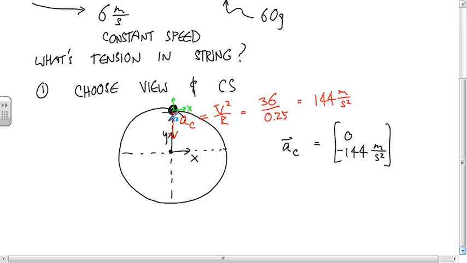Okay, so now we know everything we can know about the acceleration. It's uniform circular motion, so this is the total acceleration vector. So we know everything about the right side of Newton's second law. And now we can go back to the analysis of the left side of Newton's second law, which is what we've been doing since we started kinetics. Draw the free body diagram and write Newton's second law.